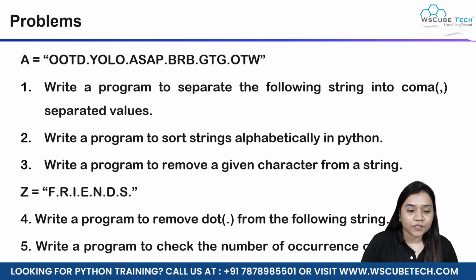So here we have some problems in front of us. Our first question says to write a program to separate the following string into comma separated values. So let's do it. In our session on string methods, we learned that with the help of our split method, we can separate these values. Wherever there is a full stop, we can use the split method to separate it and form a list out of it. Let's see how it can be done.